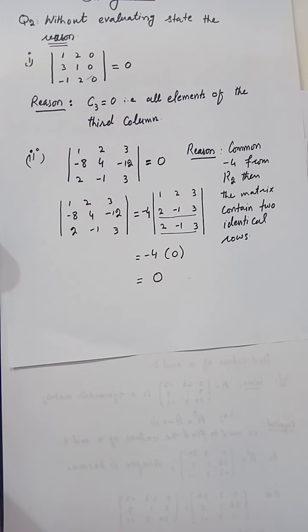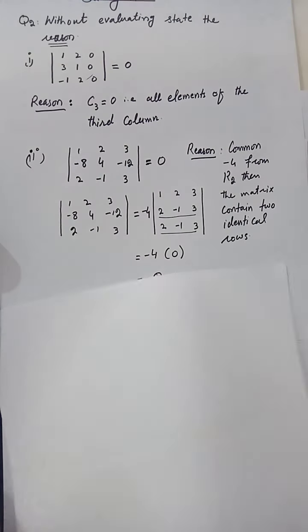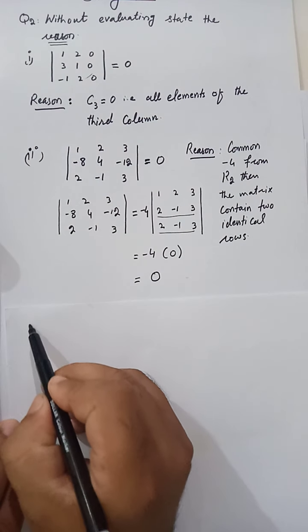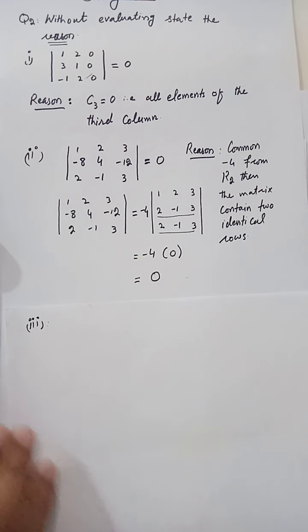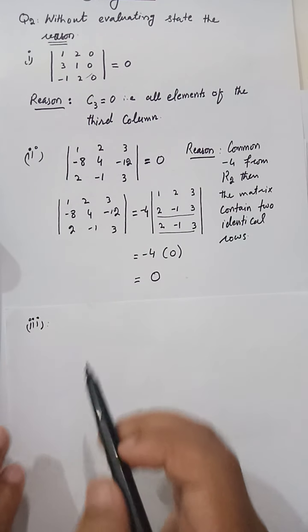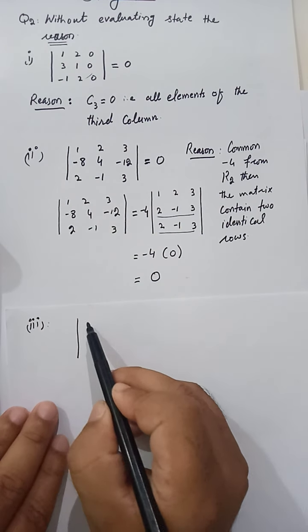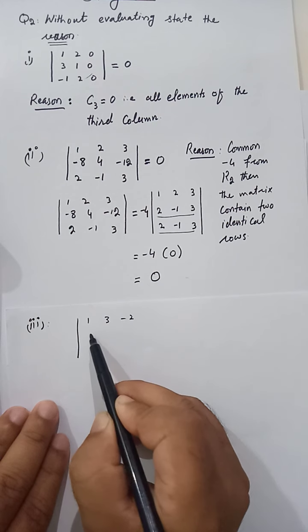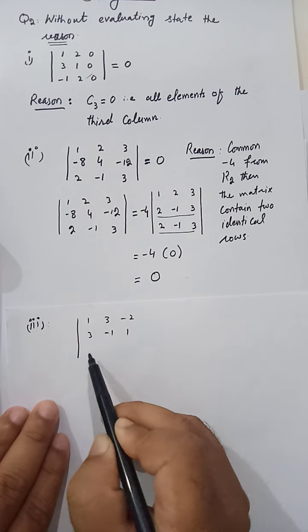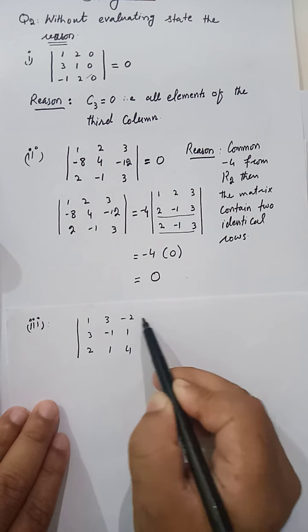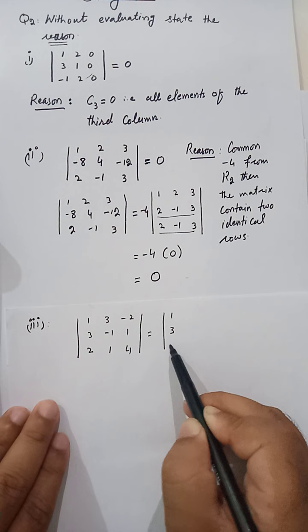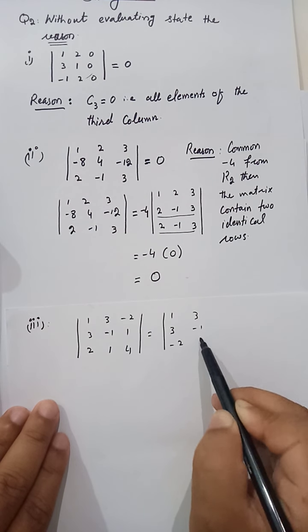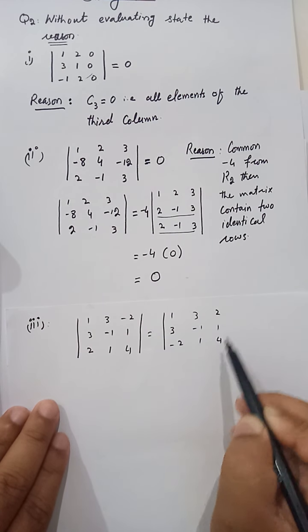Now part number 3. In part number 3 of question number 2, the part is the determinant with rows 1 3 minus 2, 3 minus 1 1, 2 1 4, and the determinant with rows 1 3 minus 2, 3 minus 1 1, 2 1 4.